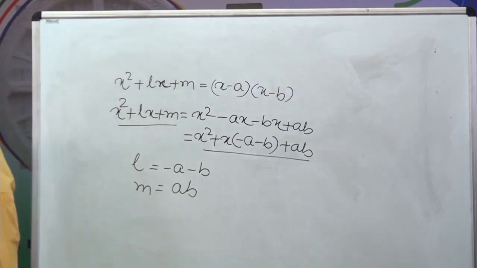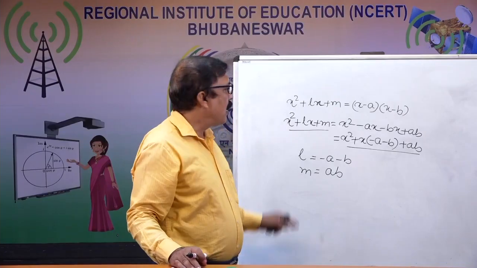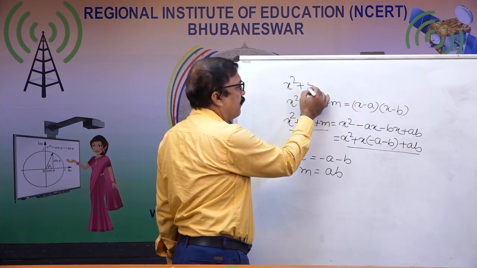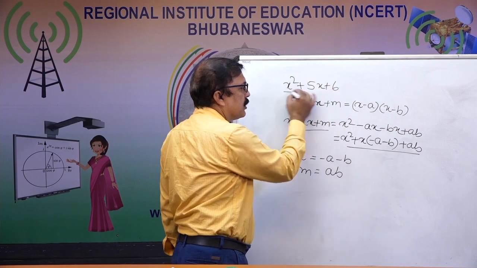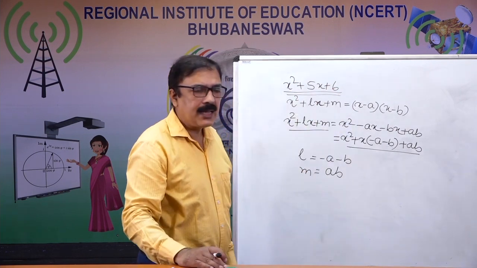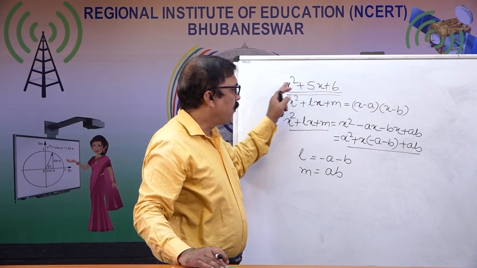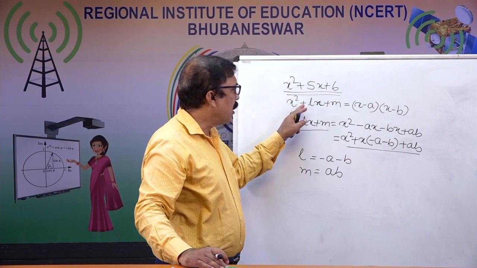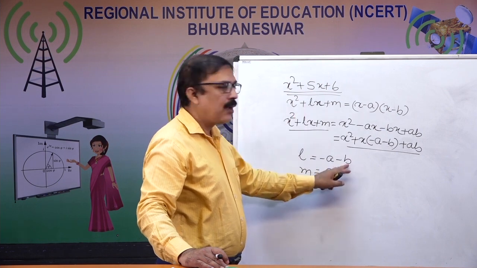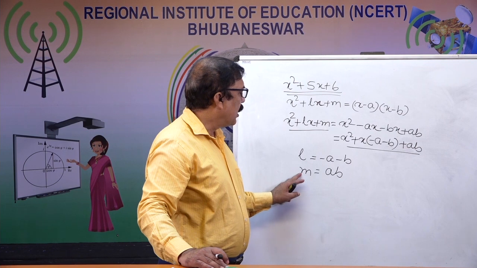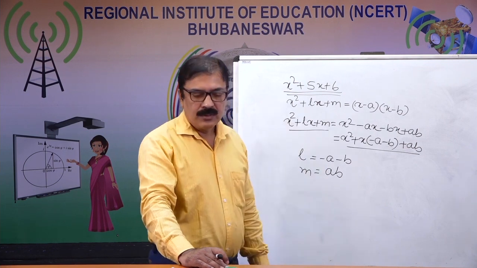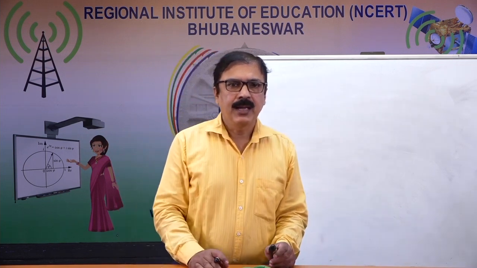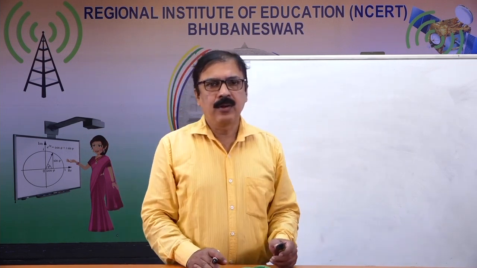So whenever we have an equation of this type, say x square plus 5x plus 6, in this case we always look for two numbers a and b such that the middle term is the sum of these two numbers, and m is the product of those two numbers. We'll see it in an example. Let's see another type of quadratic polynomial.